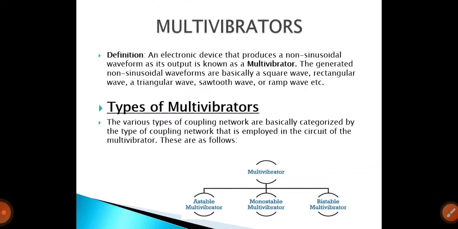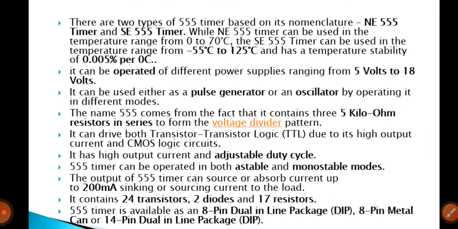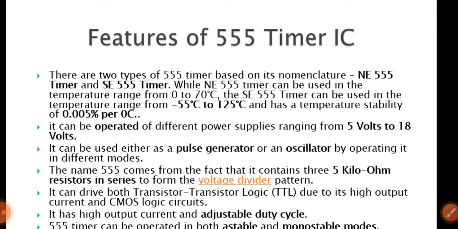The features of IC 555 timer, we are going to see. There are two types of 555 timer based on its nomenclature, NE 555 timer and SE 555 timer. While NE 555 timer can be used in the temperature range from 0 to 70 degrees Celsius, the SE 555 timer can be used in the temperature range from minus 55 degrees Celsius to 125 degrees Celsius and has a temperature stability of 0.005% per degree Celsius. It can be operated at different power supply ranges, around 5 to 18 volts.